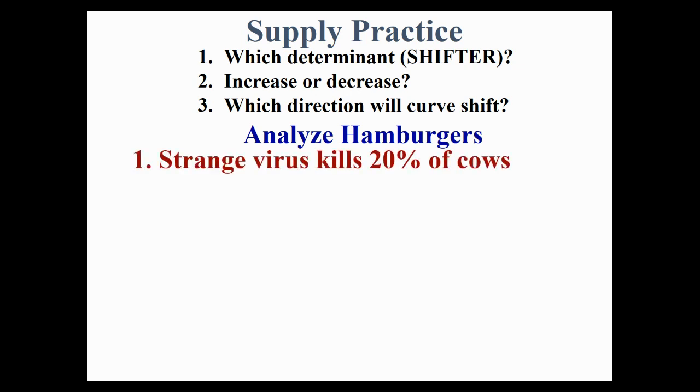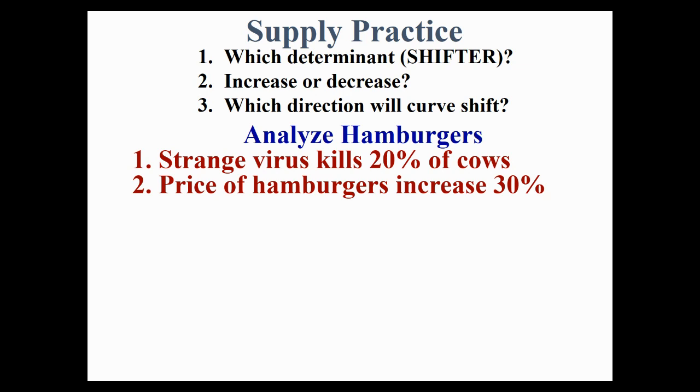So for hamburgers, a strange virus kills 20% of the cows. What do we know? The price of cows is going to go up because of this. They're scarce, right? So that's an input cost for hamburgers. This will cause a decrease in supply because input costs went up, a decrease in supply and a shift left.